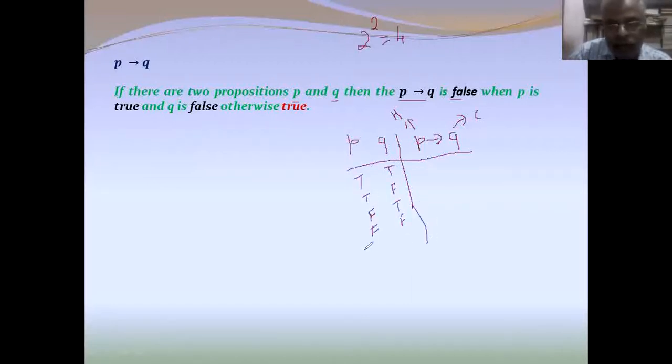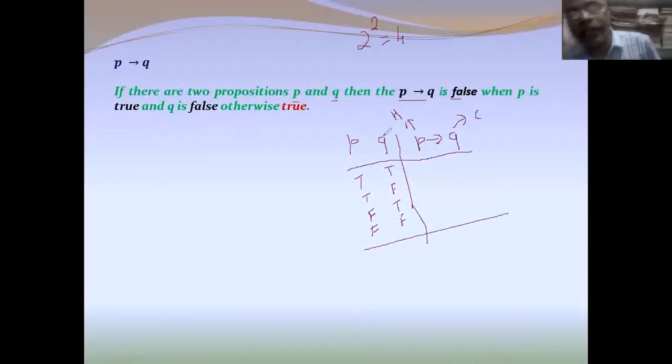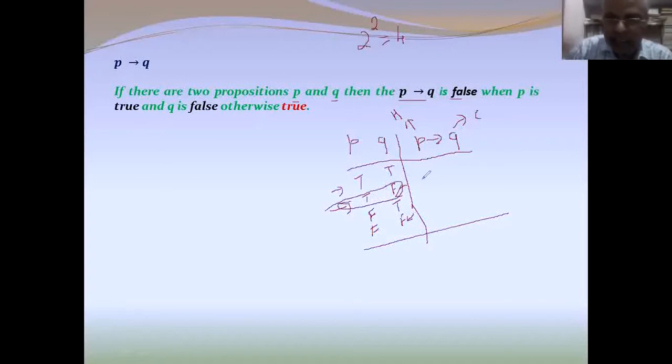So these are the 4 different interpretations of P and Q. And the definition says if P and Q are two different propositions, P implies Q is false when P is true and Q is false. There are two different rows where Q is false, but both conditions, P true and Q false, are shown only in the second row. So in this case it is false, and in all other cases it is true. I think it is clear to you.